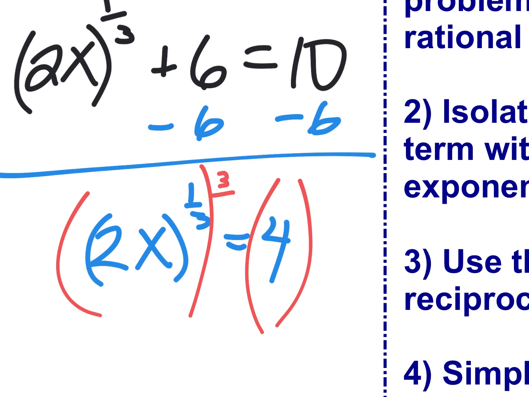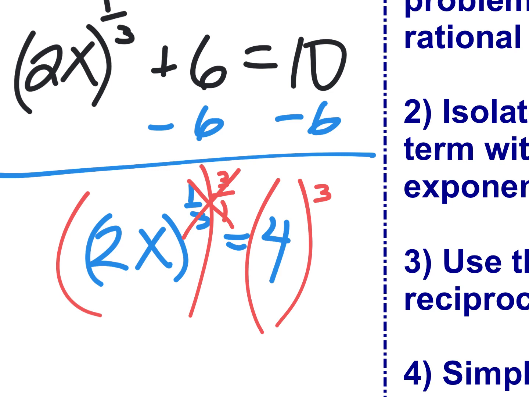3/1. Do it to both. But isn't that the same exact thing as 3? 3/1, same thing as 3. So this cancels. 4 to the 3rd, what if I don't know it? Use a calculator. I happen to know it.